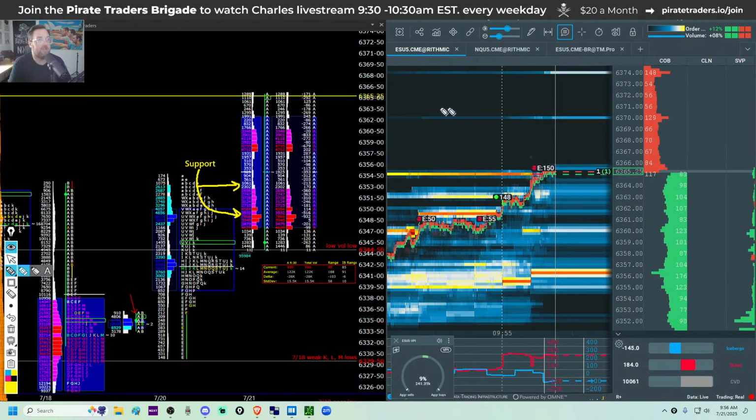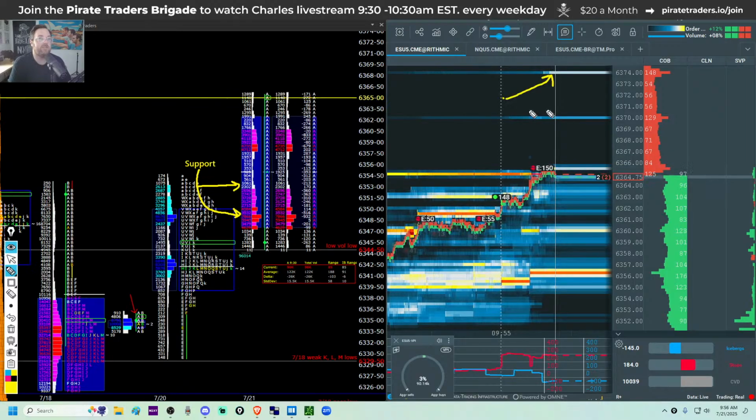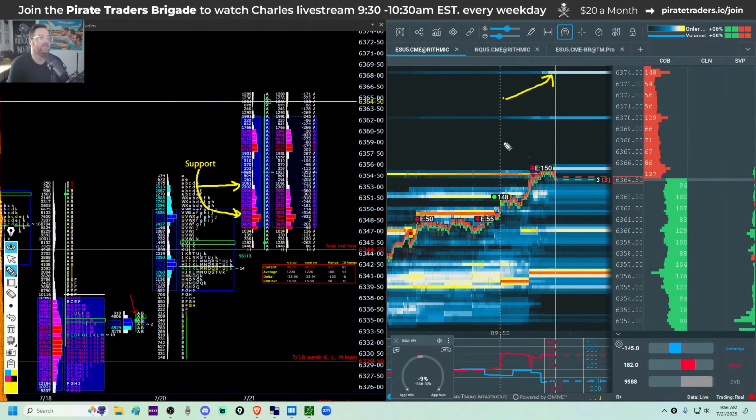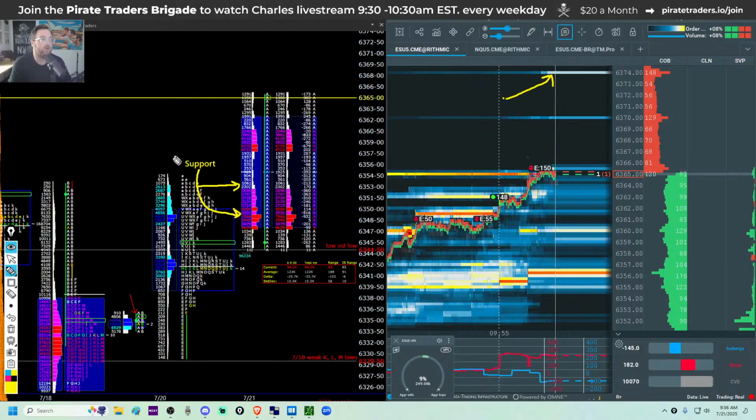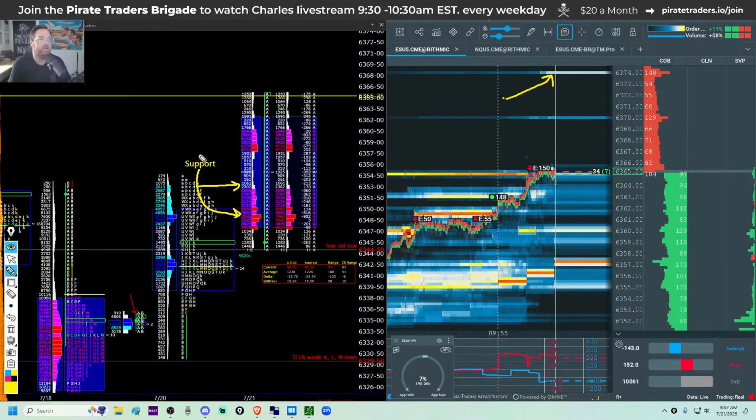Here it comes to save the day, a little liquidity. So the question in my mind, can they turn 63.58 into support?